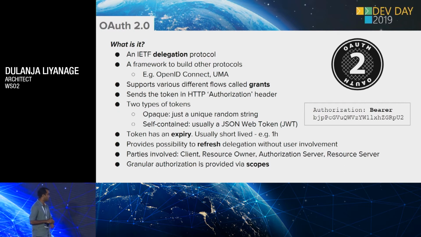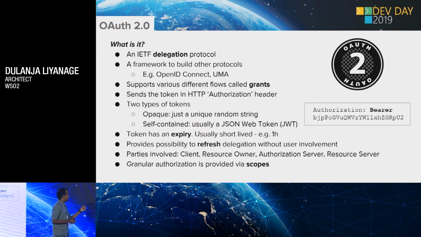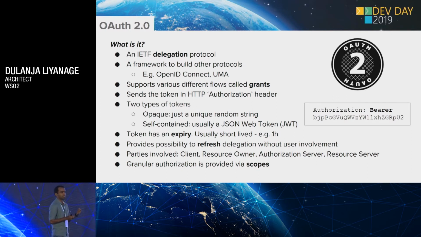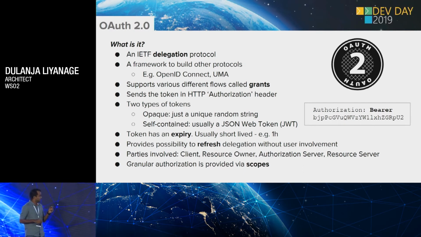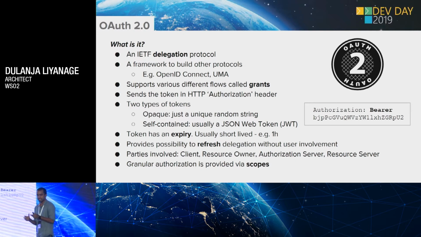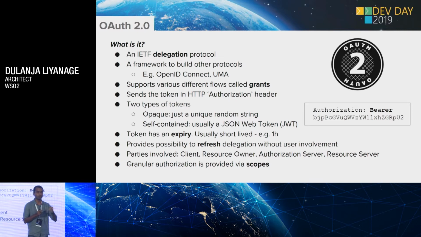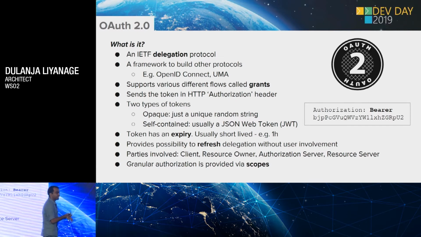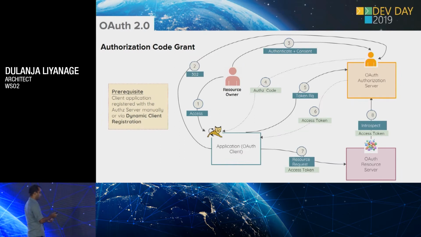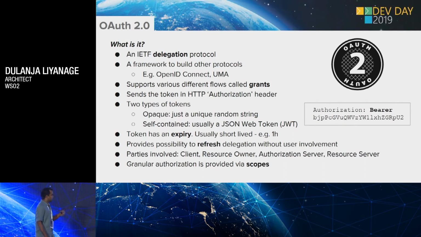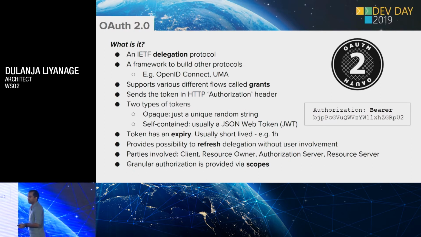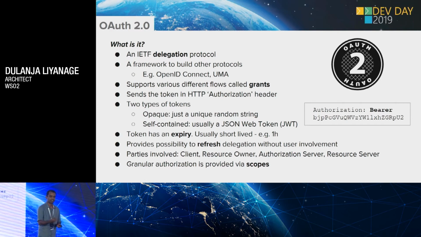So there can be two types of tokens. One is an opaque token. That means it's just a unique string. There's nothing inside that. The other one is a self-contained token, which is usually a JSON web token or a JWT. We'll get into that later. These tokens have an expiry. Unlike the API keys, these are usually very short, usually 1 hour. You can configure this depending on the sensitivity of your application. If it's really sensitive, you can restrict it to 5 minutes or something. Also, there's a possibility to refresh if you wish to. Otherwise, you have to keep on getting user credentials.